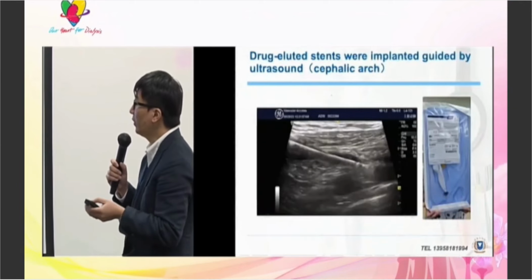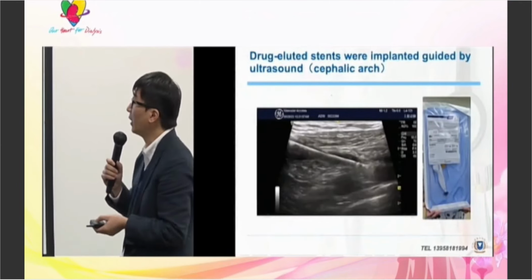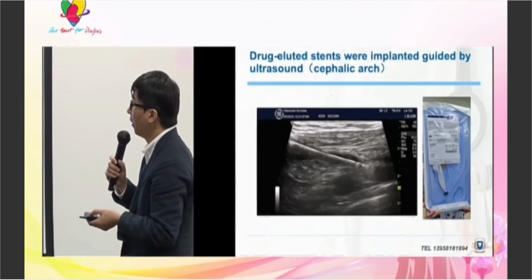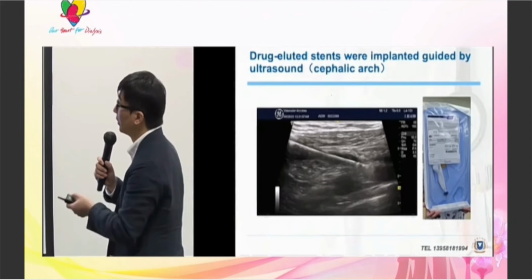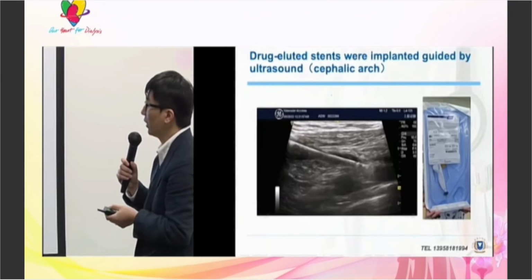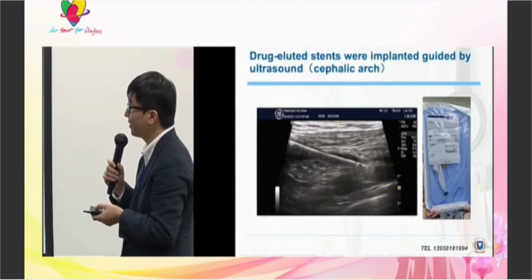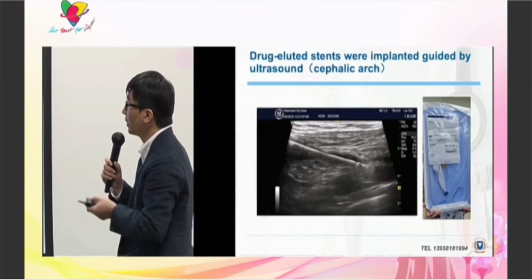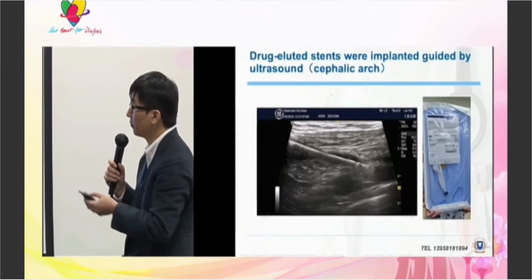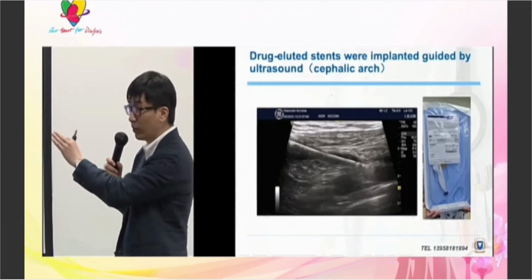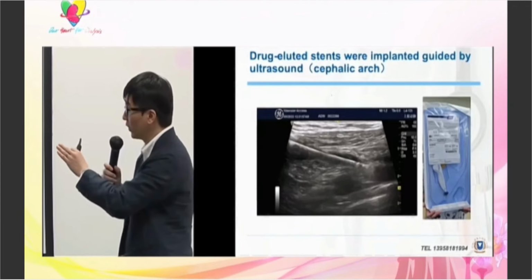A drug-eluting stent can also be implanted guided by ultrasound. This is a cephalic arch stenosis, where we could deploy a drug-eluting stent. This is a video, but it's not available.